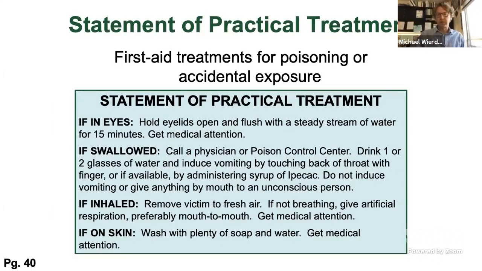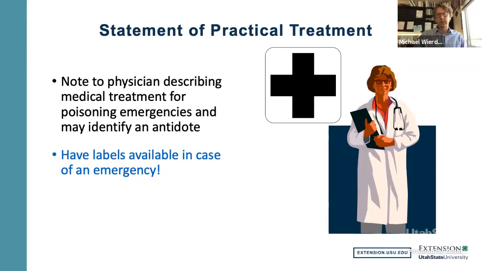The statement of practical treatment section on the label describes the first aid treatment to perform if an exposure incident occurs. Specific first aid treatments are given based on what part of the body was exposed, and they typically list normal routes of exposure like eyes, oral, inhalation, or skin. If a person has been exposed and there is concern due to the exposure, give emergency first aid treatment immediately. Take the victim to a doctor. Take the pesticide label also.